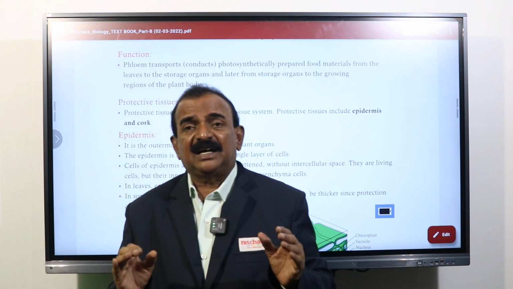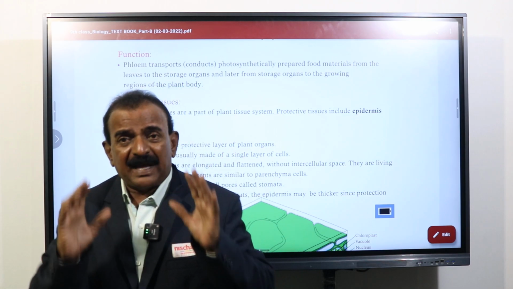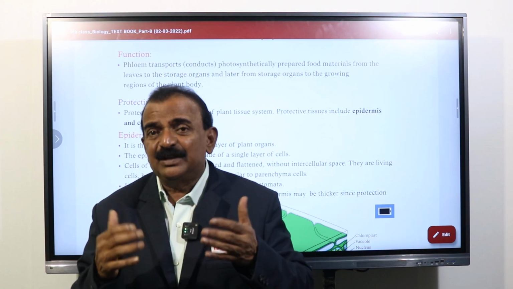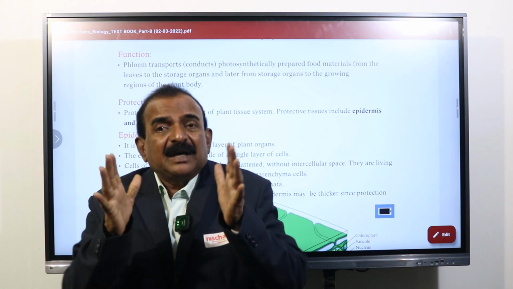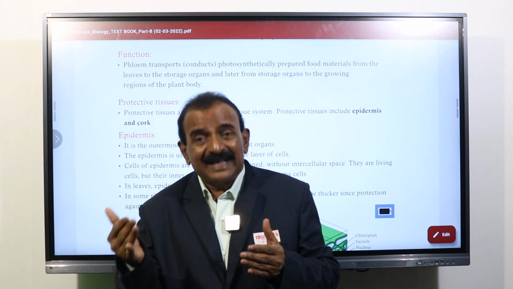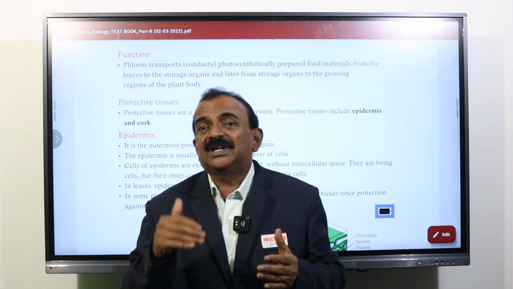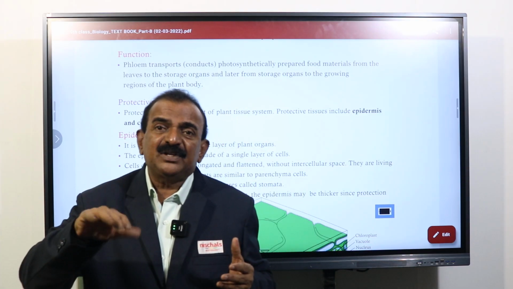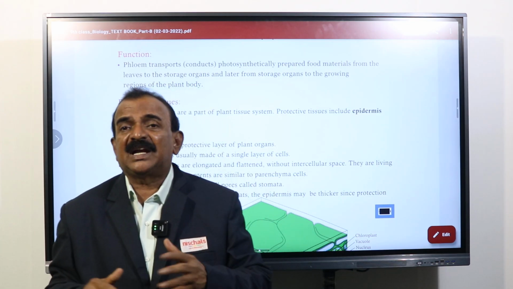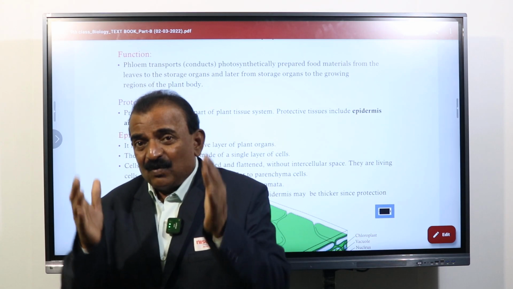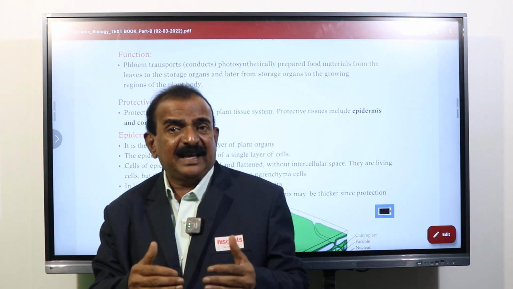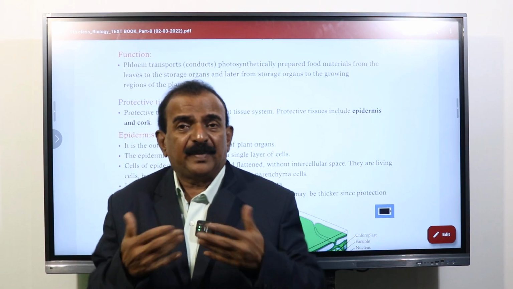Epidermis is the outermost layer of the plant organs, and it is useful to protect the plant organs from injuries and also from infections. That is the use of the epidermal tissue. The epidermal tissues present in leaves have tiny pores called stomata, which are useful for photosynthesis. Air enters the leaves, and the air has carbon dioxide, which enters through stomata.